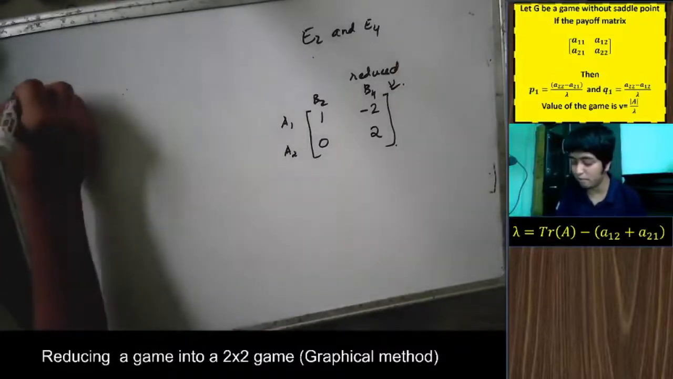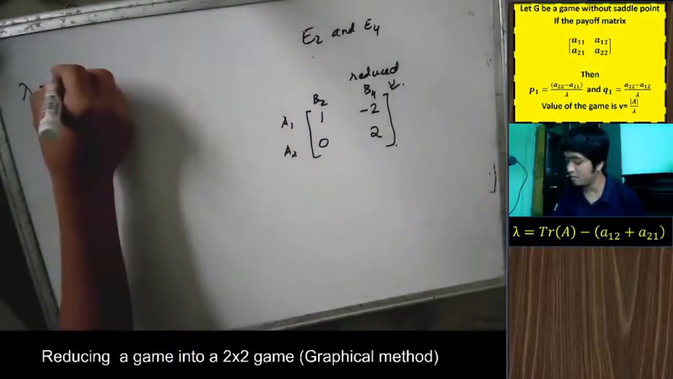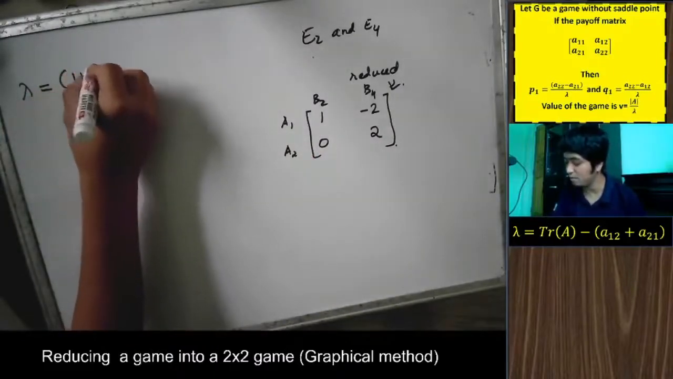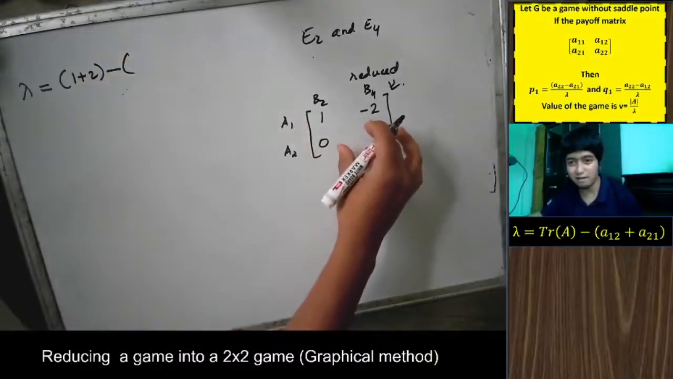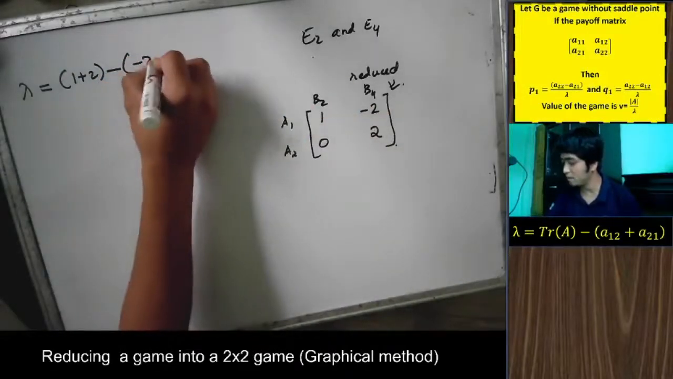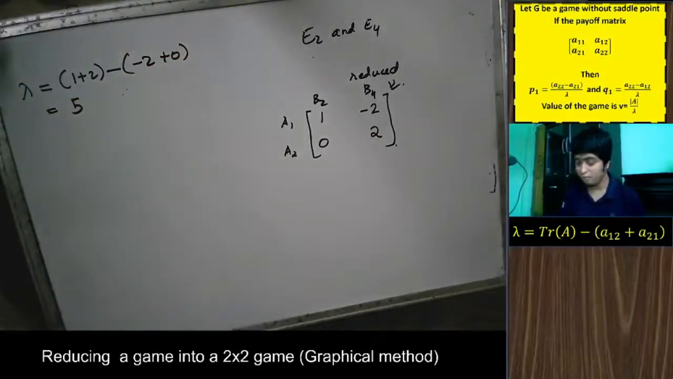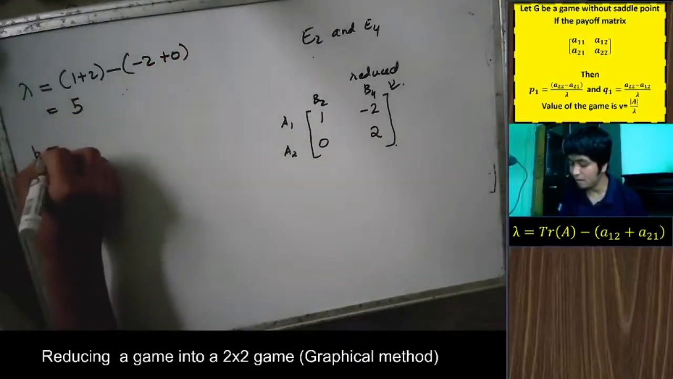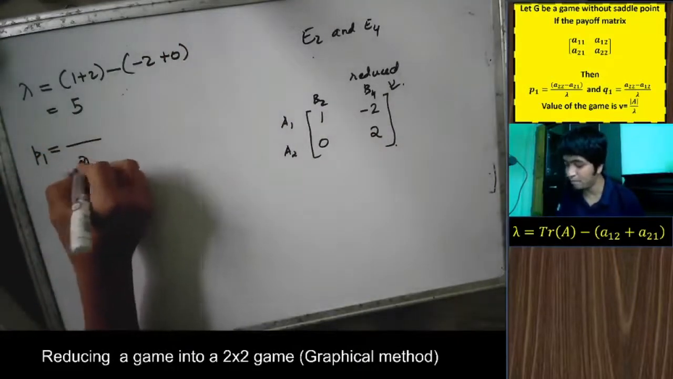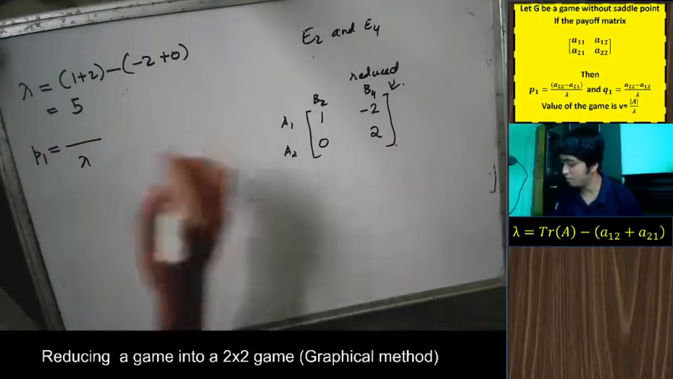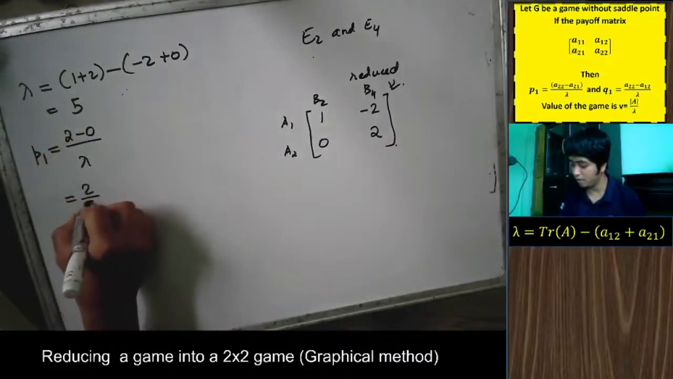So because it is reduced to this 2x2 matrix, now we can actually use that formula in that yellow box. So first we will find lambda. Lambda will be the trace of this matrix, which is 1 plus 2, minus the sum of the anti-diagonal elements, minus 2 plus 0, which is 5. And we can also find P1. P1, if you take a look at the formula, it will be A22 minus A21 by lambda. A22 will be 2 minus 0. So it will be 2 upon 5.